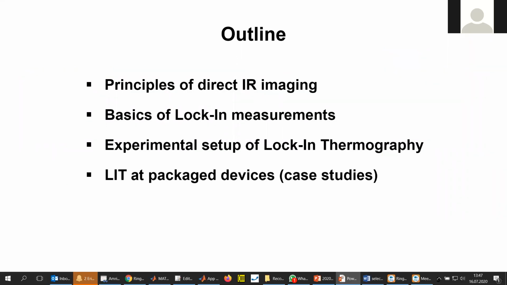That's the outline of the tutorial. It's split into 4 blocks. I will start with the principles of direct thermal imaging, continue with the basics of lock-in measurements, show you the experimental setup of the lock-in system that we have here at the Fraunhofer, and close with a few case studies on packaged devices where we used lock-in thermography for localizing resistive defects.